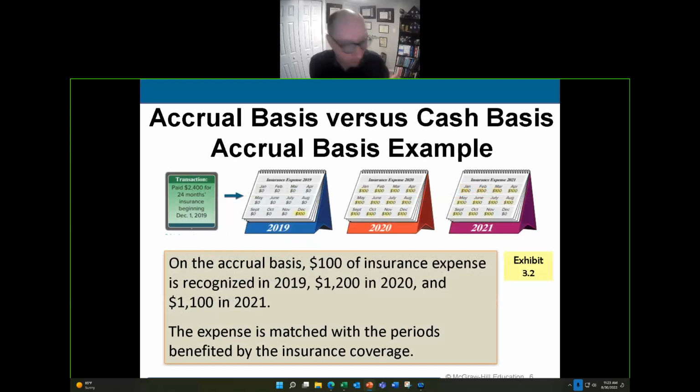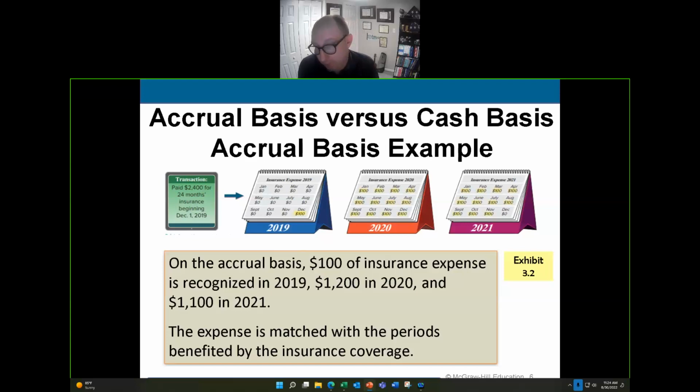But I want you to think about the difference. Okay. So using accrual-based accounting, the expense has to follow the matching principle, talked about that last week, when it was incurred. So here's an example. Insurance. Oh, insurance is such a good example.